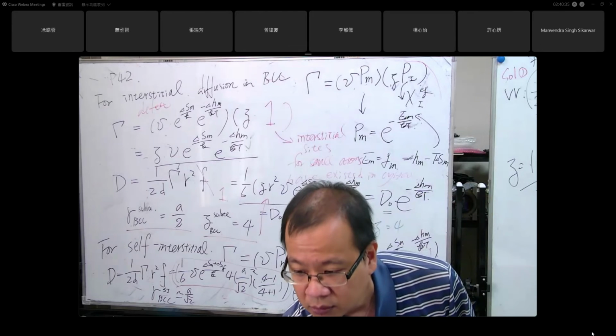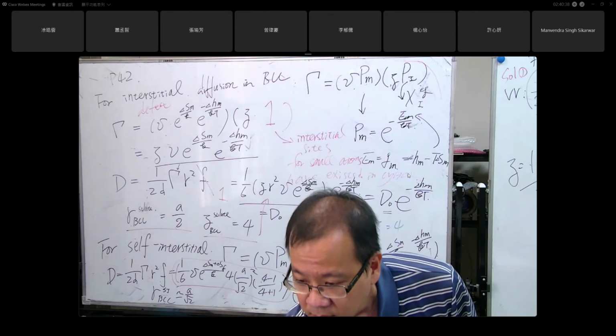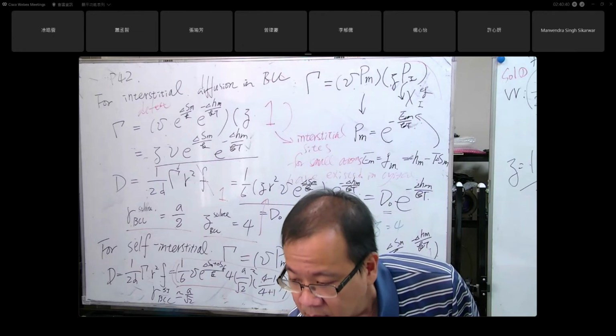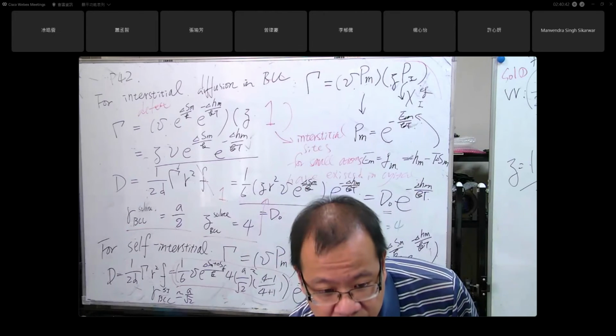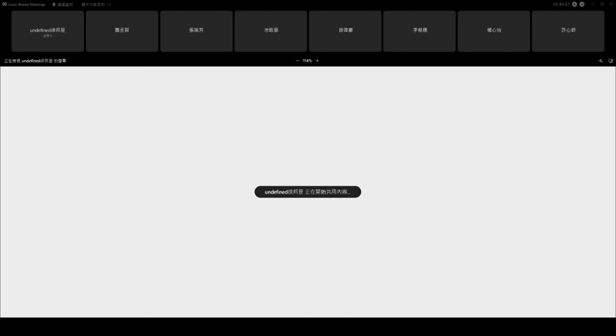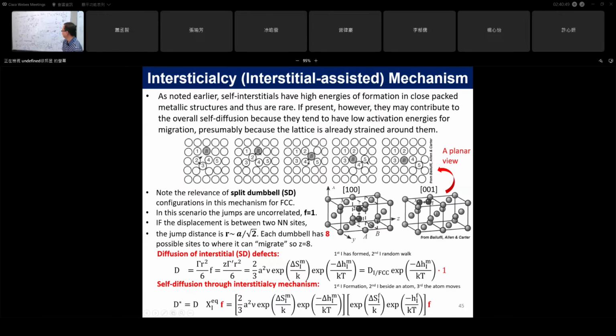Let's go on to FCC. Okay, for FCC, now you still start from the most fundamental equation. Then the Z changes again, right? I have told you the FCC condition is like the self-interstitial is like 8, right? Look at the page center pictures.